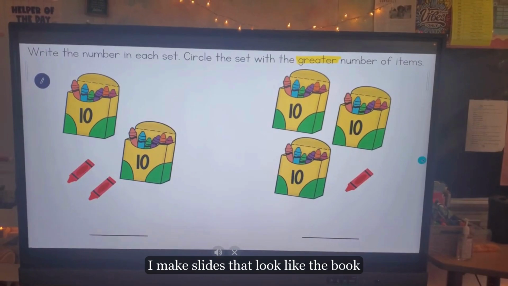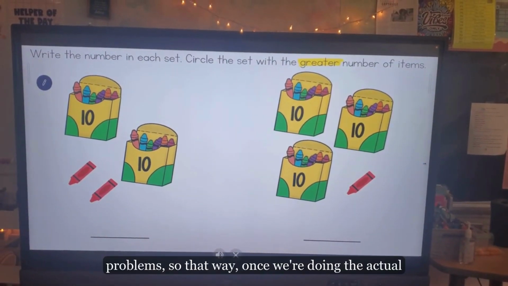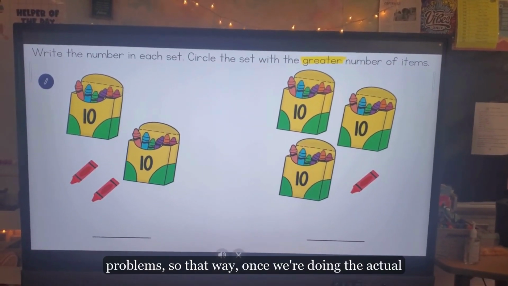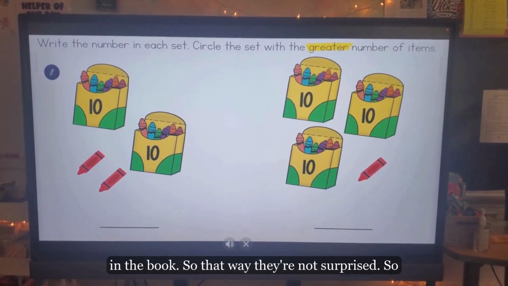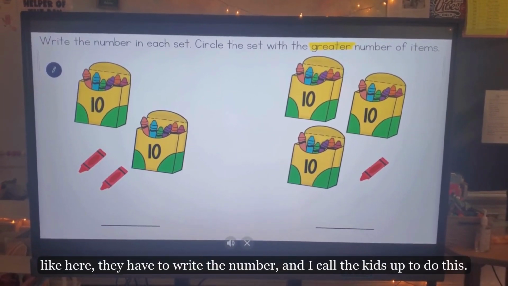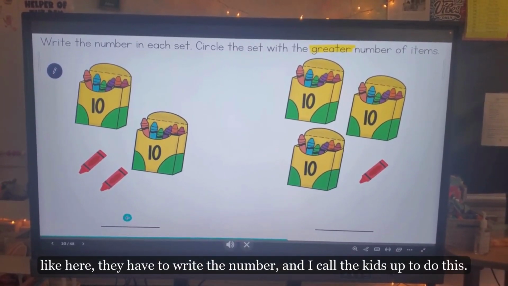I make slides that look like the book problems. So that way, once we're doing the actual lesson together, they're seeing the same format in the book. And so that way they're not surprised. So like here, they have to write the number. And I call the kids up to do this.